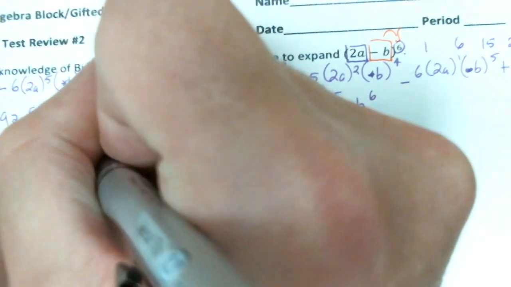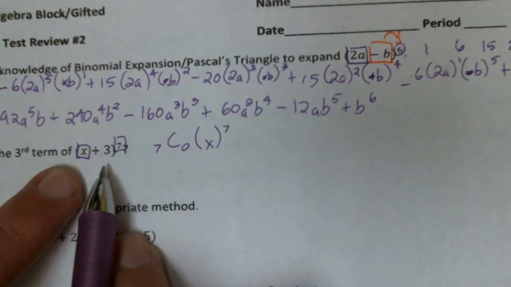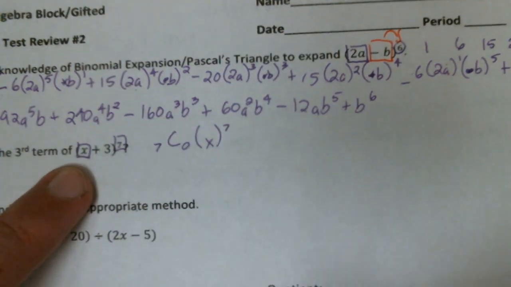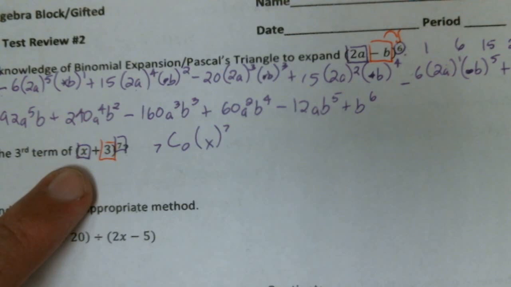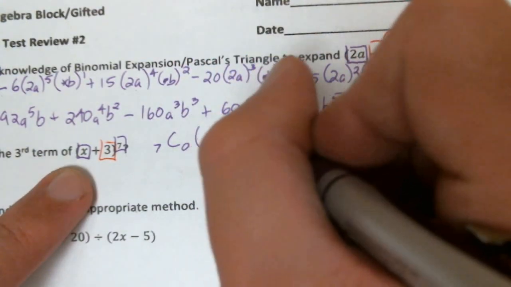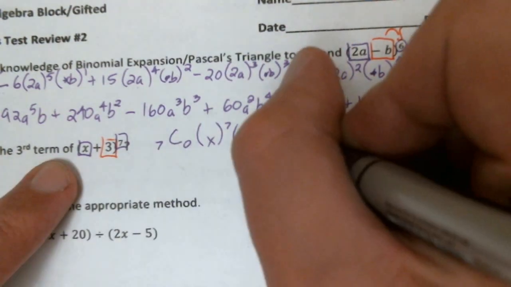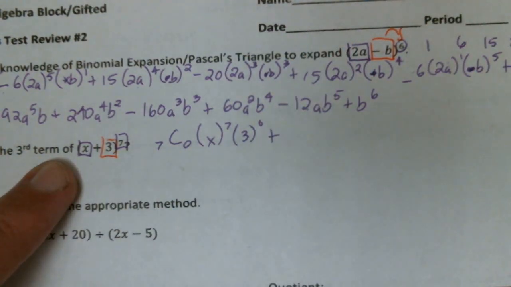It's just still going to be that guy raised to that power. So times x raised to the 7th, and then it's going to be the second term, raised to the 0. So it's going to be 3 raised to the 0. That's the first term. This inside term is positive, so that means all my terms are positive. That's kind of nice, so I don't have to worry about that.